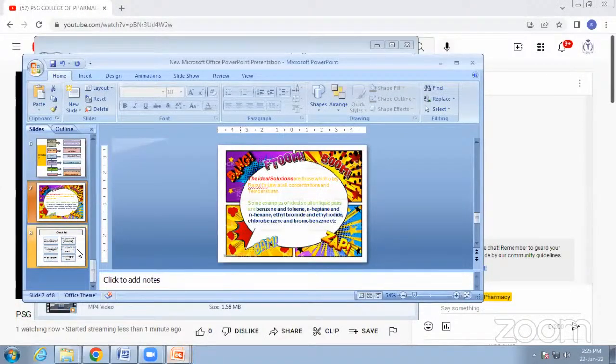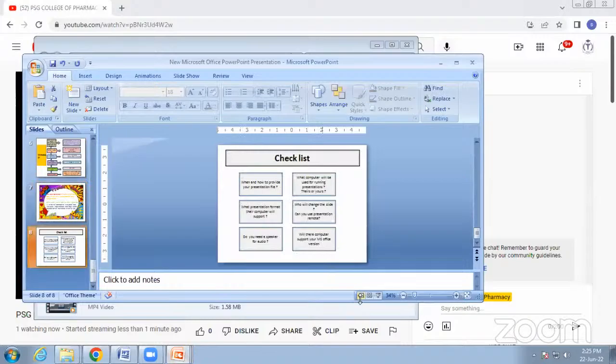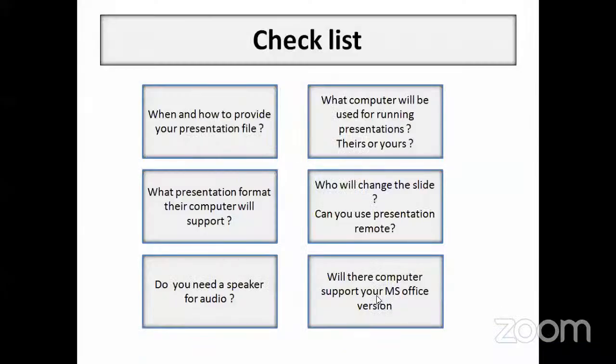And what else can we do while preparing a presentation for a conference? Number one is when and how to provide your presentation file. Before going to a conference, we should ask the organizers when we should provide the file. If you send the file at the last minute, they may miss it. And how to send the file, whether through email or we have to bring it in person. We have to confirm so that we can give our presentation in a better way.